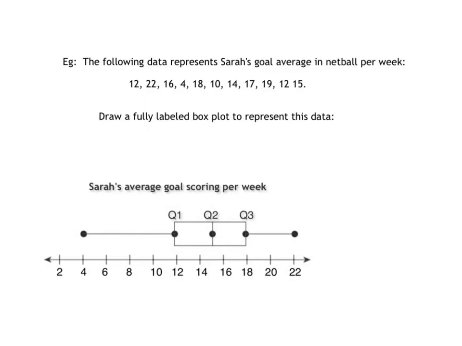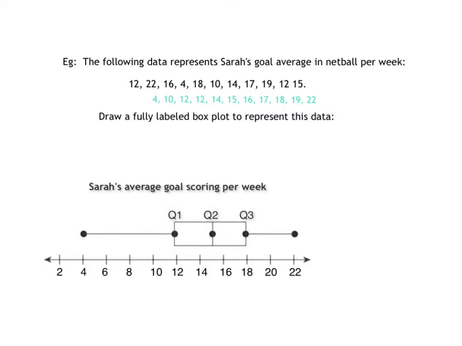Now, to get to that fully labelled box plot, first we need to use these numbers and order them from lowest to highest. So we have 4, 10, 12, 12, 14, 15, 16, 17, 18, 19, and 22. Now, using these numbers, we need to find our 5 values. So, we need to find the median, which is the middle number.